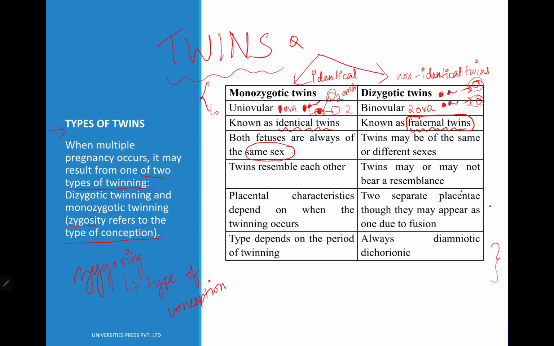In monozygotic twins, both the fetuses are always of the same sex. Obviously, they are identical twins, so the sex of both twins will be the same. Whereas dizygotic twins may be of the same or different sex. In monozygotes, if the zygote is XX, both will be female. Whereas in dizygotic twins, it may be one boy and one girl, or both may be of the same sex. In monozygotic twins, the twins resemble each other, that's why identical. Whereas in dizygotic twins, the twins may or may not bear a resemblance.